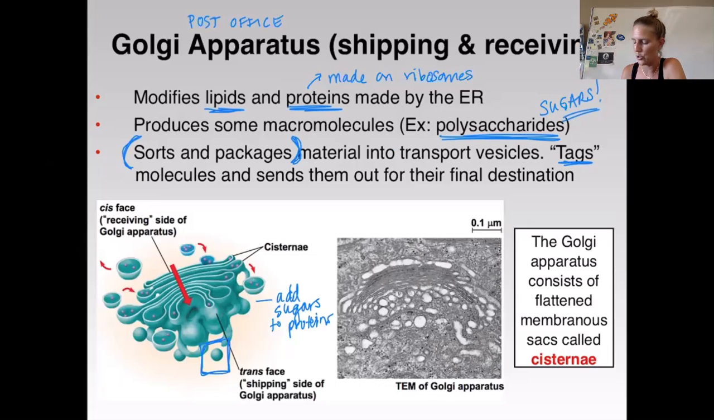And if you look at an actual Golgi, they have these long kind of folds. Those are called cisternae. And the Golgi has a cis side where things are received and a trans side where vesicles can bud off and go to their particular place.